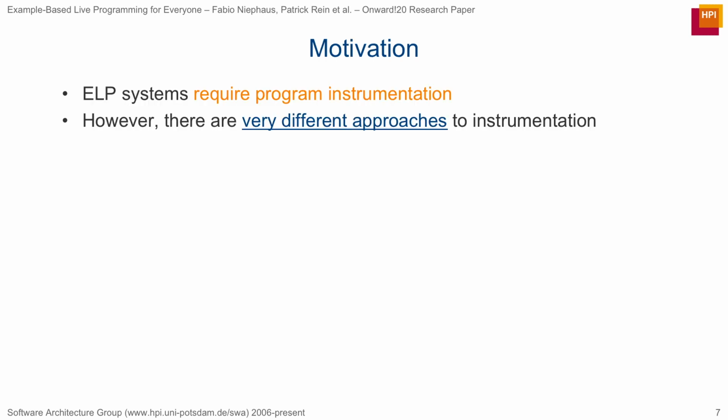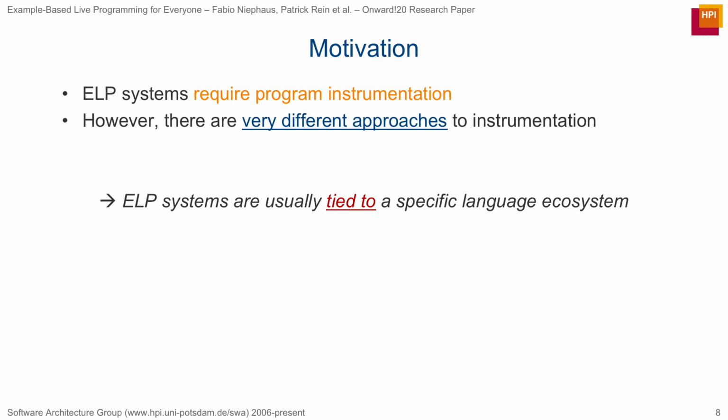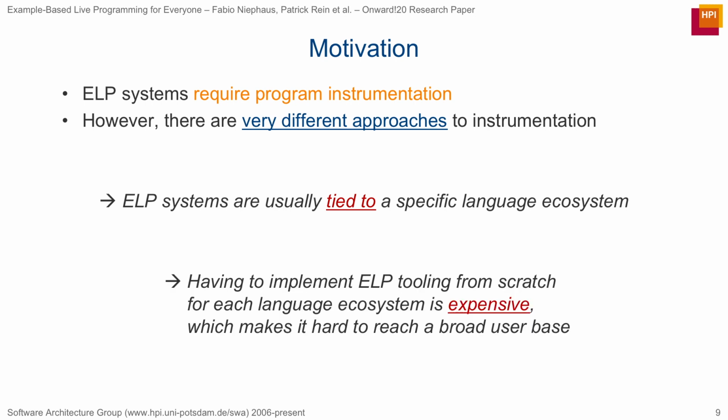ELP systems require program instrumentation, for instance to record intermediate results of a program. However, there are very different approaches to program instrumentation. One could use code rewriting or the runtime environment to gather runtime information. ELP systems are therefore usually tied to a specific language ecosystem, because you either rely on something specific to the language or the runtime environment. Having to implement ELP tooling from scratch therefore is very expensive, and it makes it very hard to reach a broad user base.